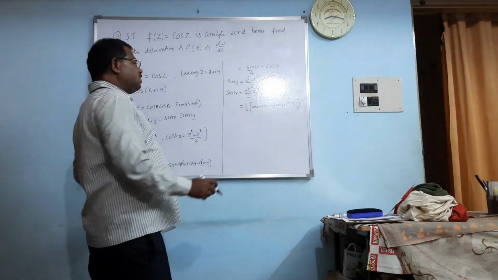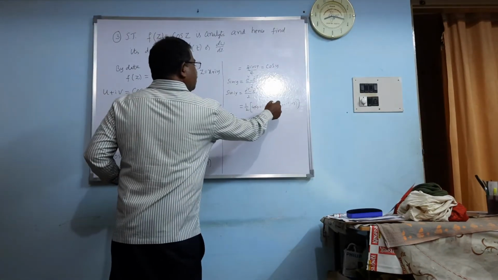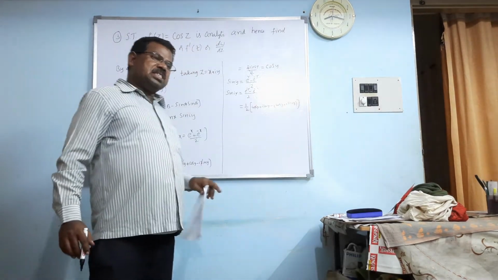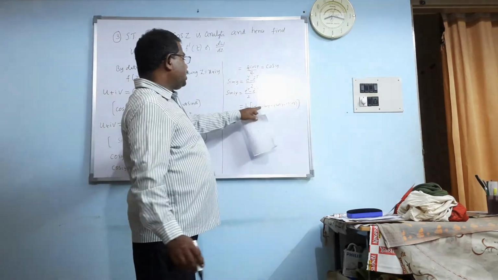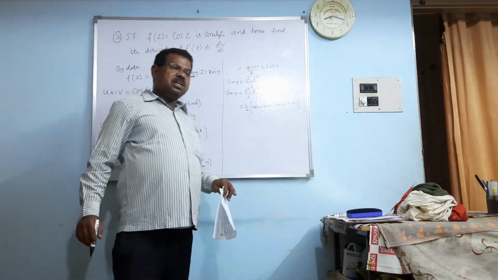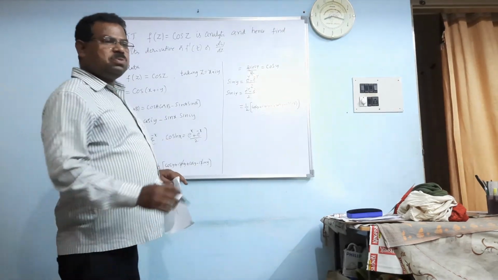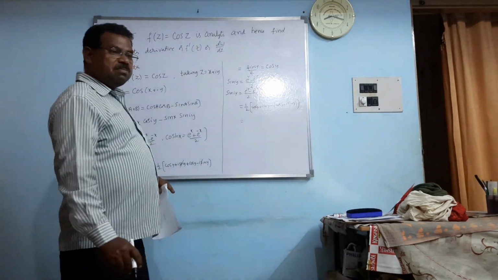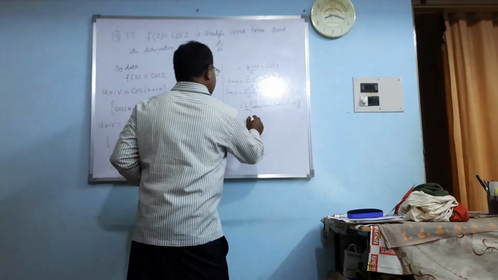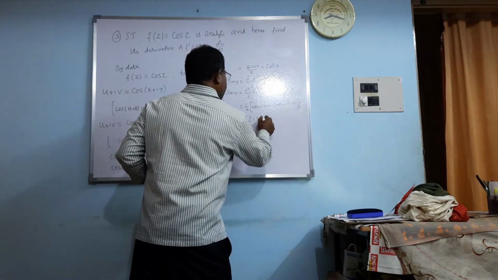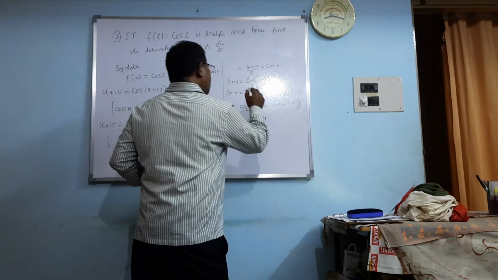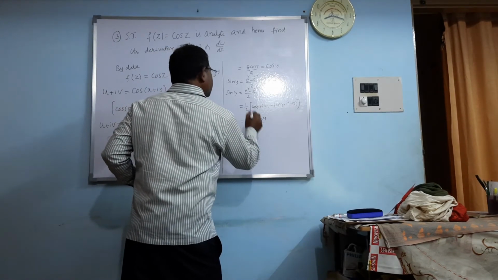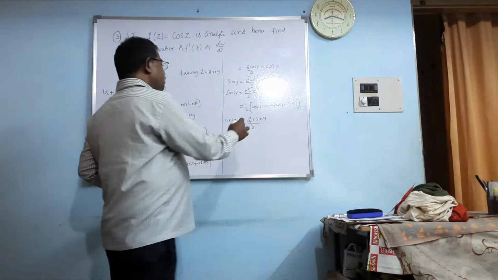Yes, which terms get cancelled? This cos y minus cos y get cancelled. Here, what is minus into minus? Plus. That is why plus i sin y plus i sin y is 2 times i sin y, divided by 2. Similarly, sin iy is i sin y. Understand?